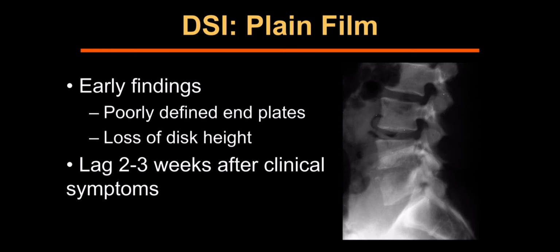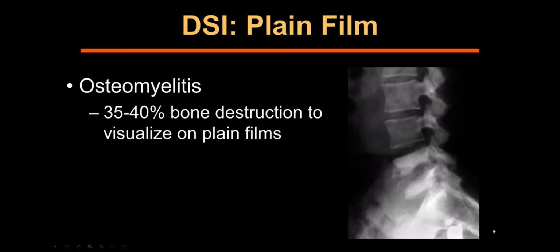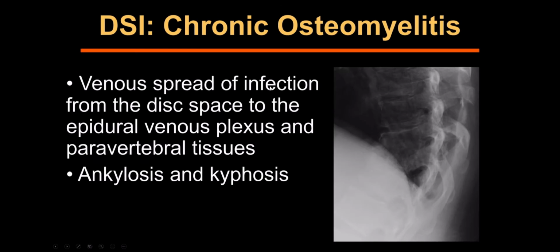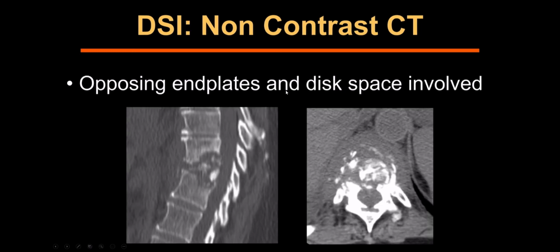But even those early findings, at least on plain film, will lag 2 to 3 weeks after the clinical symptoms. As the osteomyelitis progresses, you can see that there's more bone destruction. Later findings include bone sclerosis and progressive loss of stature. This is obviously late in the infectious process. Chronic osteomyelitis will often heal with ankylosis and kyphosis, as I've shown you on this plain film exam.